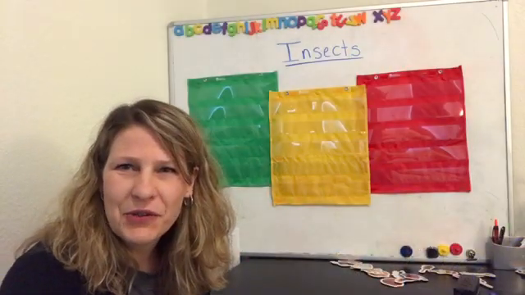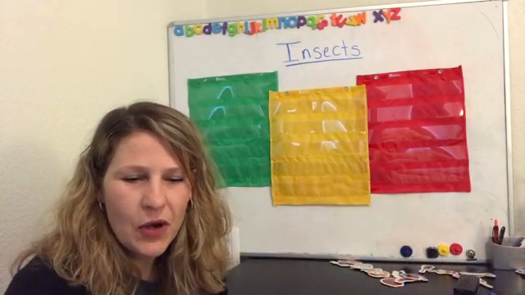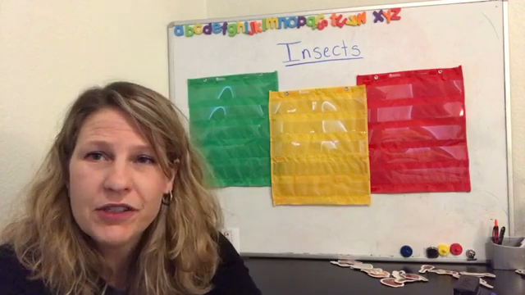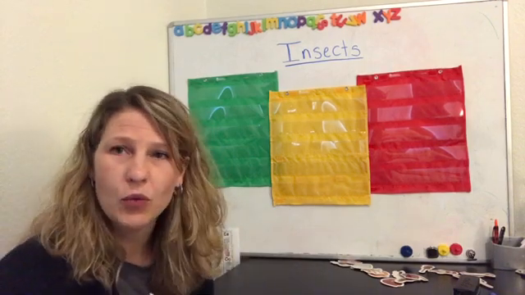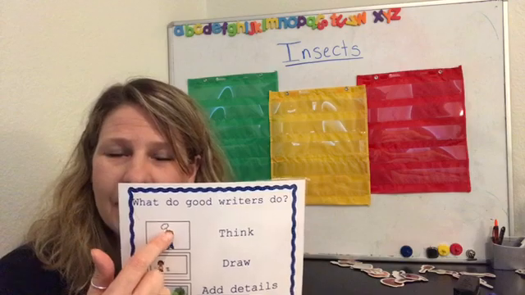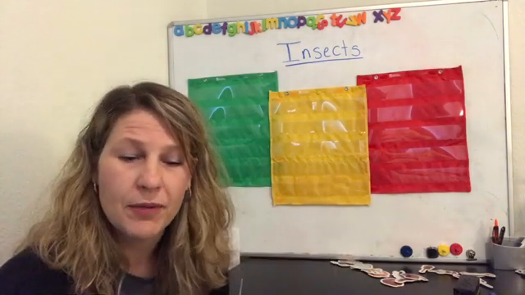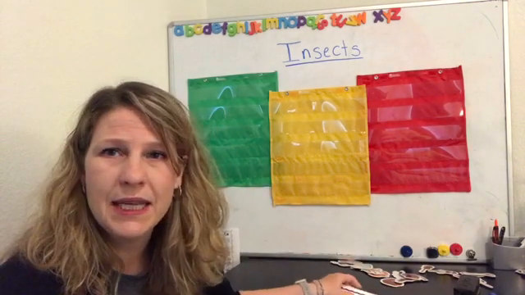Hello everybody, it's Miss Courtney. It's time for writing. So we're starting something new today. The first thing that we do when we are writing is that we have to think. We're going to be brainstorming. And this week we're going to be talking about some insects.